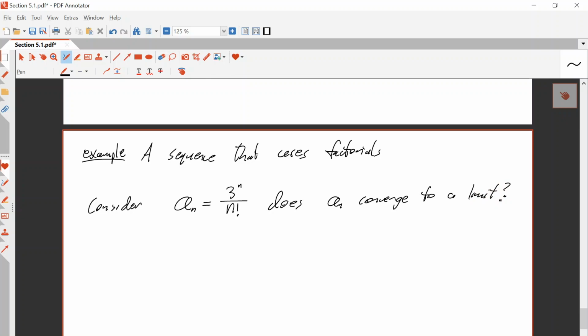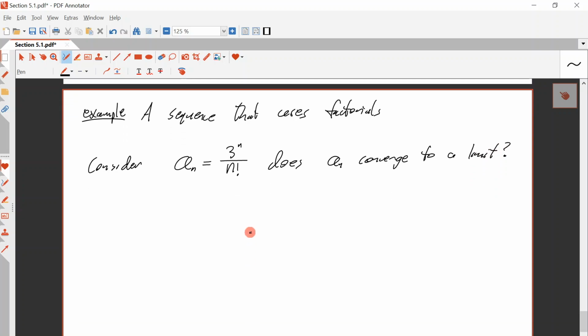Okay, well, let's take a look at it. Certainly 3 to the n and n factorial are both positive, so a_n, which is the ratio of these two things, is positive as well. So 0 is less than or equal to 3 to the n over n factorial. Let's expand this expression.